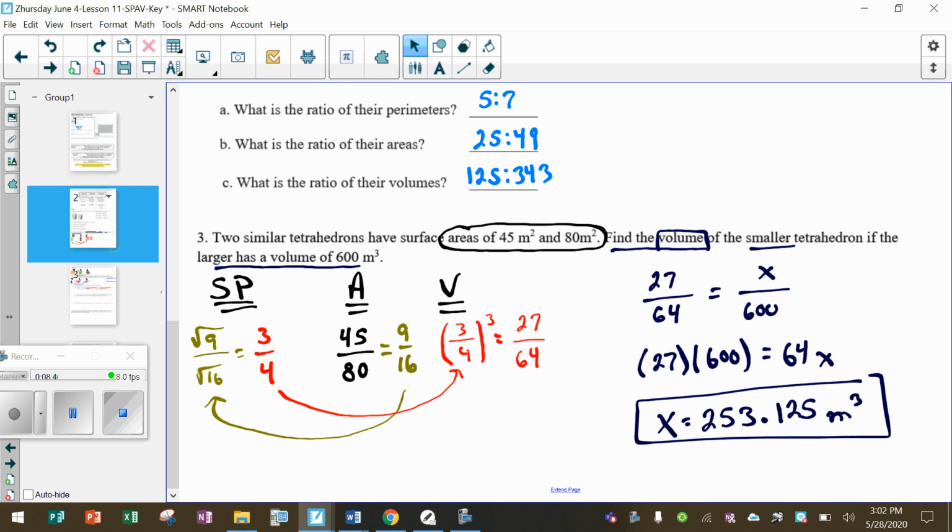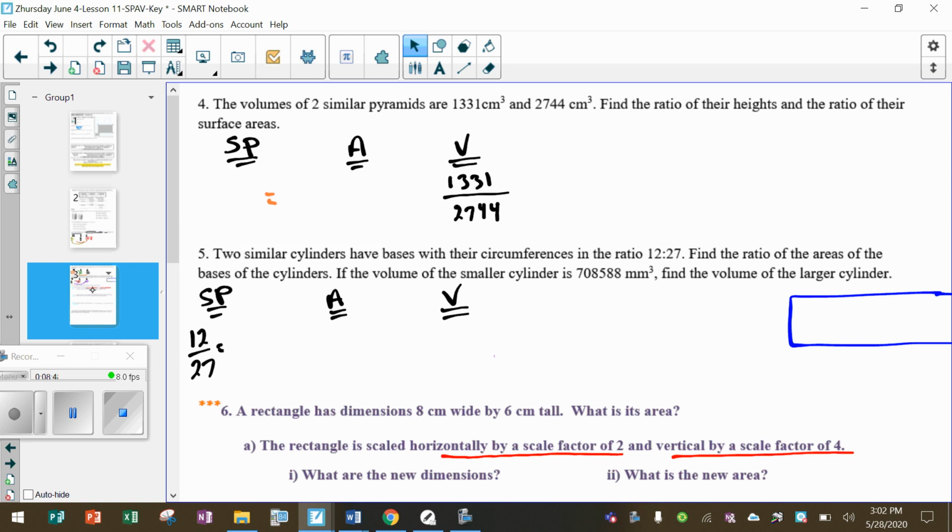If you want, keep watching, and we'll get through these quickly. Number 4, we are starting with the volumes. So again, you can try to cube root these. If they are perfect cubes, then we're all set. If they are not perfect cubes, you want to reduce the fraction first.